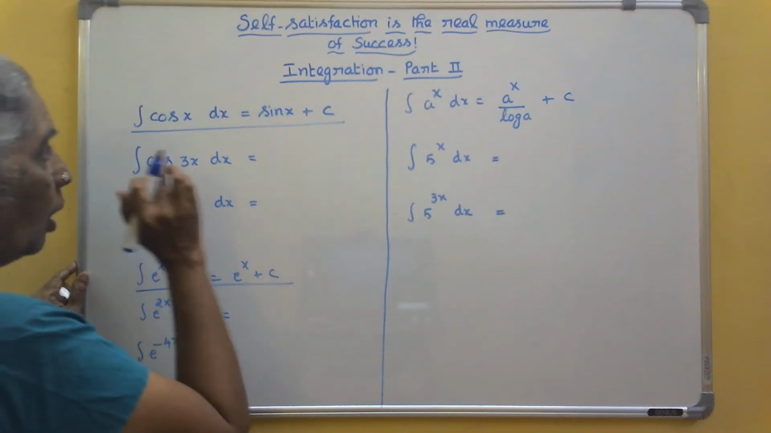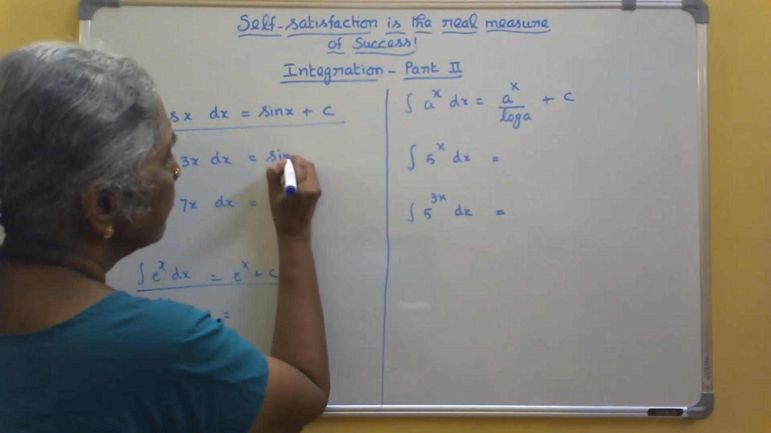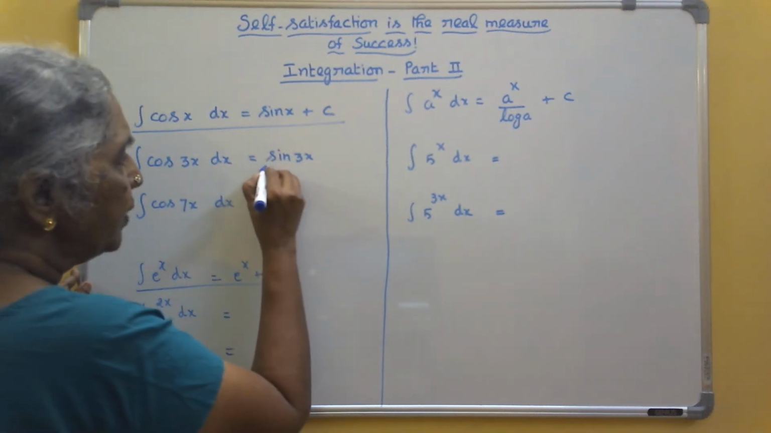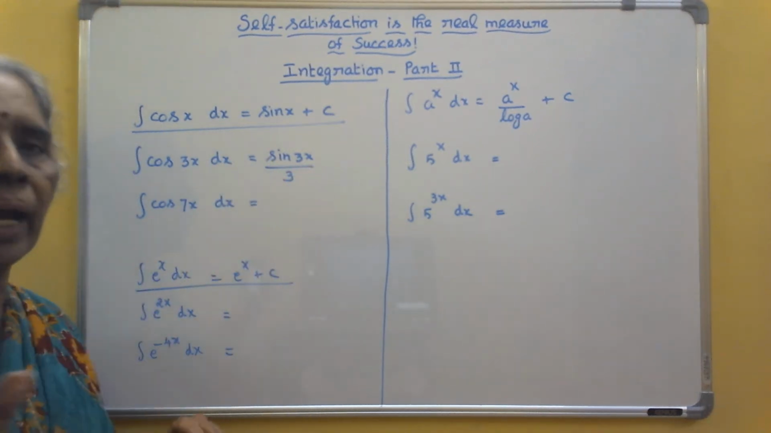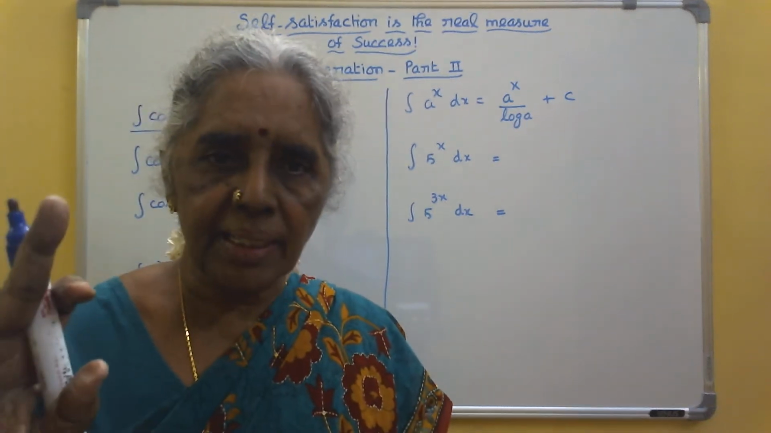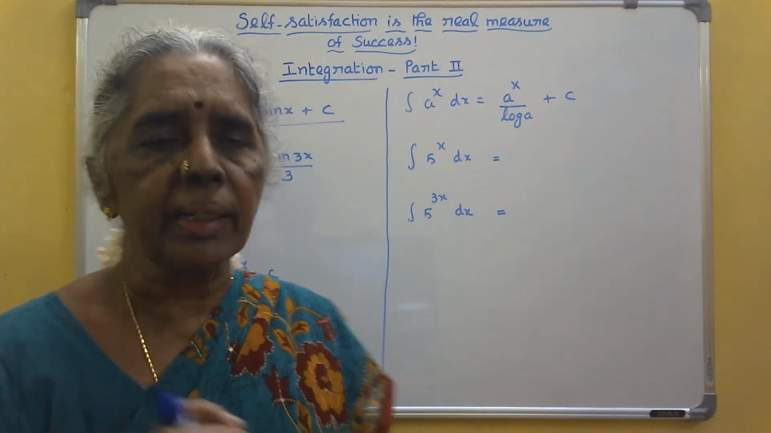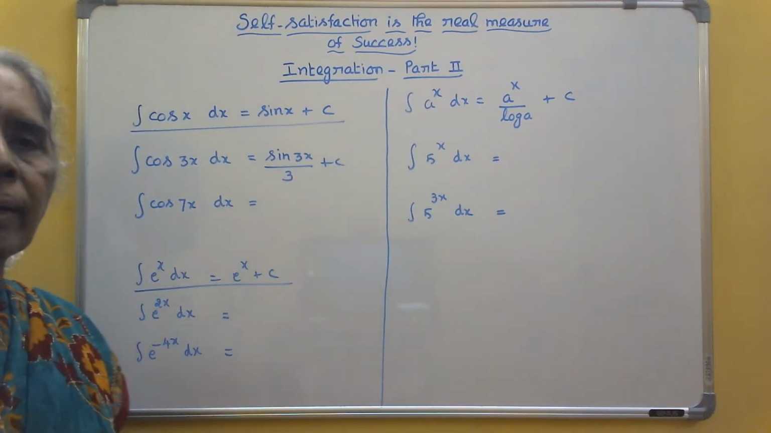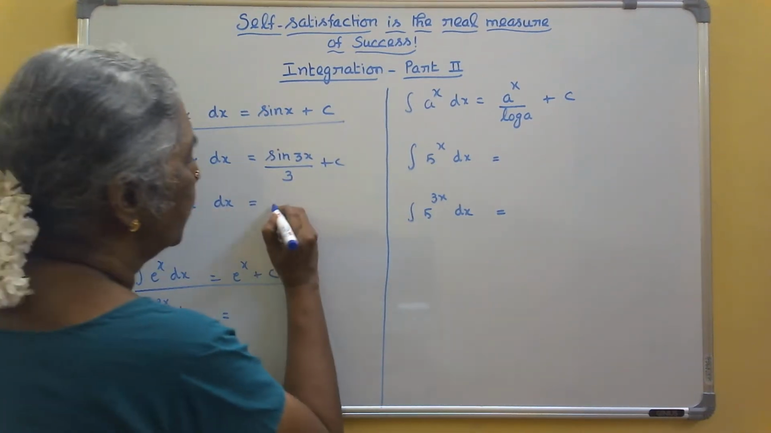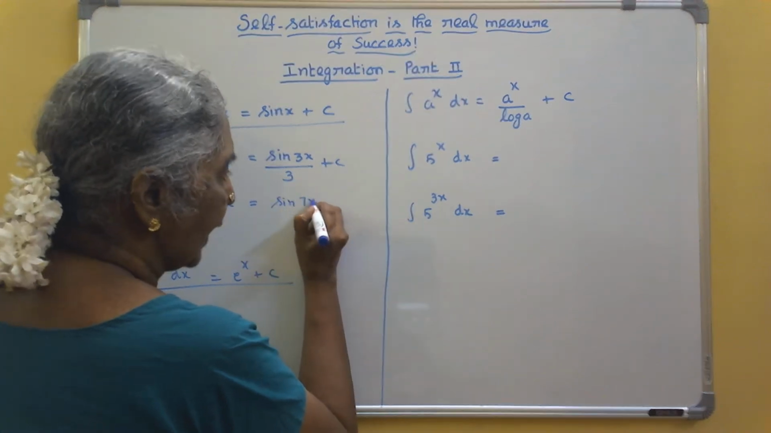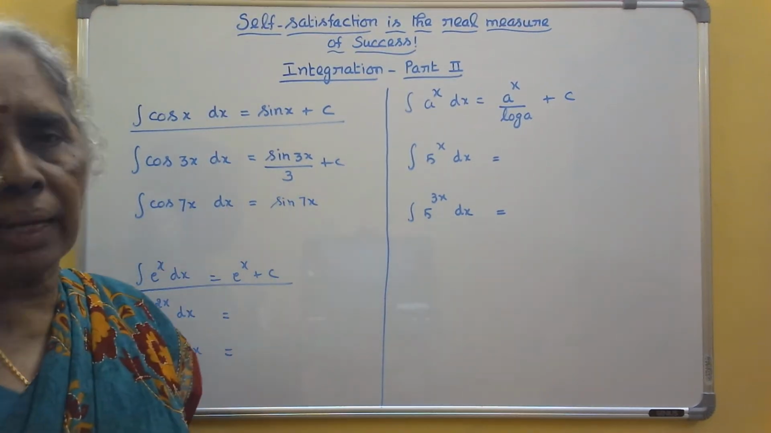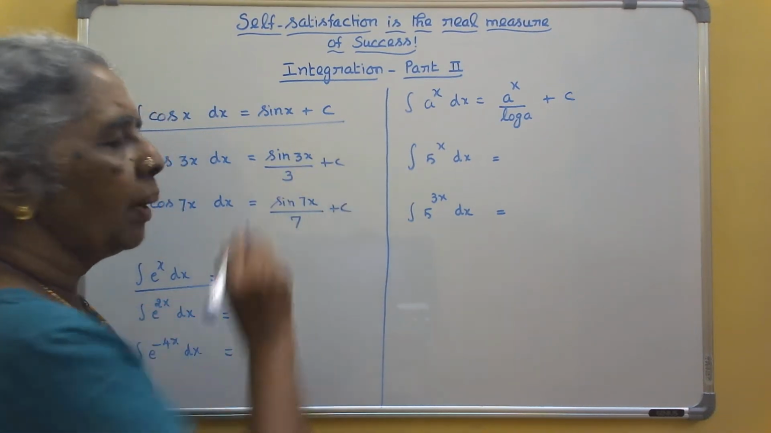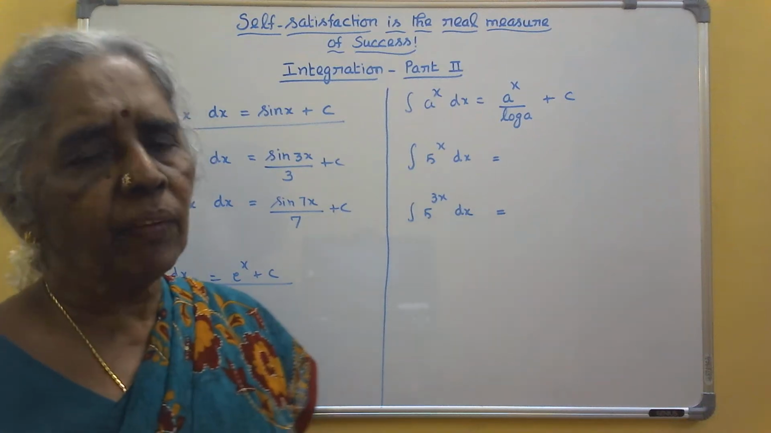Now, for cos 3x, you have to write sin 3x, okay? Then, that coefficient is 3, so you have to divide by the coefficient. In differentiation, you will multiply; here you will divide, plus c, right? Use the same thing here. Integral cos 7x dx is equal to sin 7x. Cos 7x means you write sin 7x, then divide by the coefficient, plus c. Do you follow?